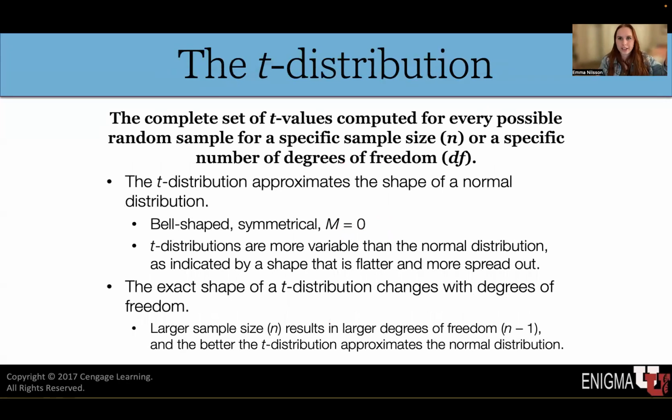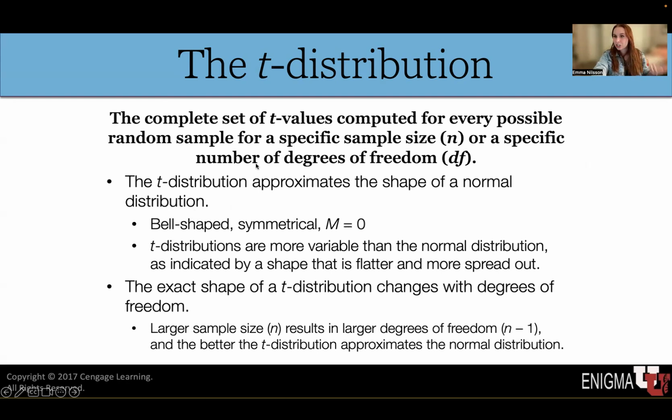Okay, now that we know how to calculate a t-statistic, we need to talk about the t-distribution and how it's a little bit different from our z-distribution. So the t-distribution is the complete set of t-values computed for every possible random sample for a specific sample size, n, or a specific number of degrees of freedom, n minus 1. In some ways, the t-distribution is very similar to the z-distribution in that it approximates the shape of a normal distribution. It's bell-shaped, symmetrical, the mean is at 0. However, t-distributions are more variable than a normal distribution, which just means their shape is going to be a little bit flatter and a little bit more spread out.